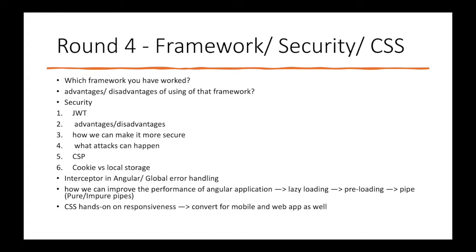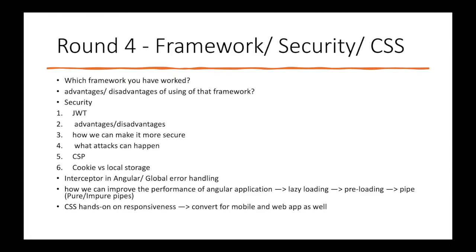Later on he came to the security part, asking if I had implemented it. I was aware of JWT and had implemented it in my previous organization, so I explained what JWT is. The discussion went around 15 minutes over JWT: what the advantages and disadvantages are, how we can make it more secure, and what kind of attacks can happen. There are XSS and other attacks that can happen, and there are some prevention techniques as well.